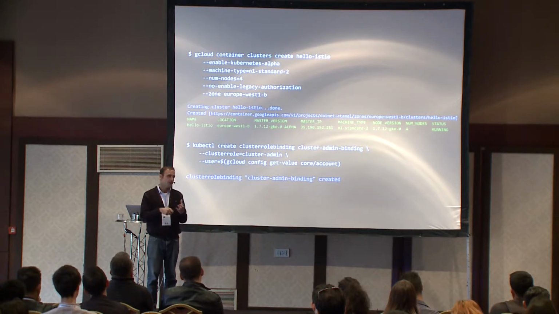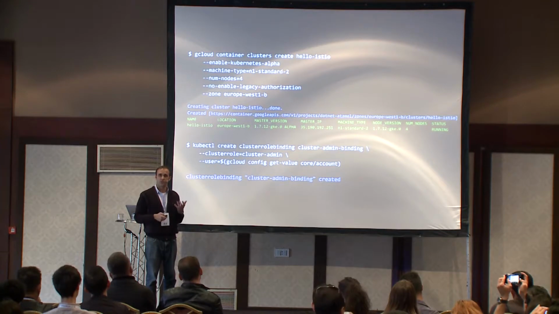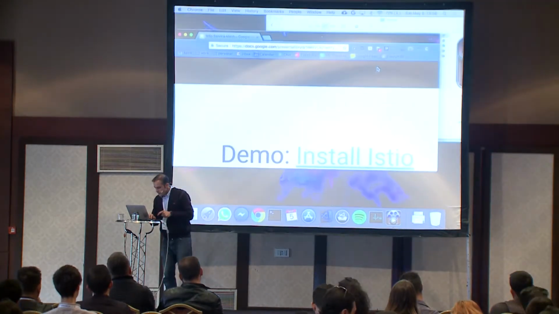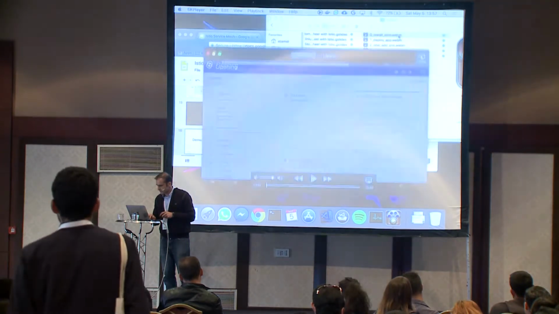It's a regular cluster where you just set a role binding, and with that, you can install Istio into this cluster. So let me just show you this quickly. I have a quick video. I wanted to do this live, but the Wi-Fi wasn't that great, so I didn't want to do it live, but I can show you the videos so that you have an idea.